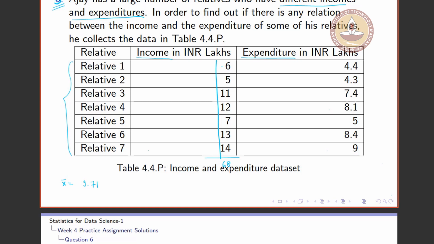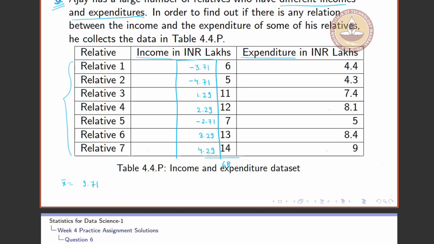So this is 6 minus 7.91, that will be equal to minus 3.71, minus 4.71, 1.29, this is 2.29, minus 2.71, 3.29 and 4.29. So this column here represents the deviation of the income of relatives of Ajay from the sample mean income.